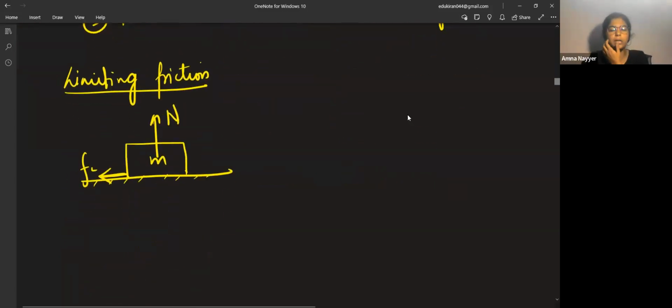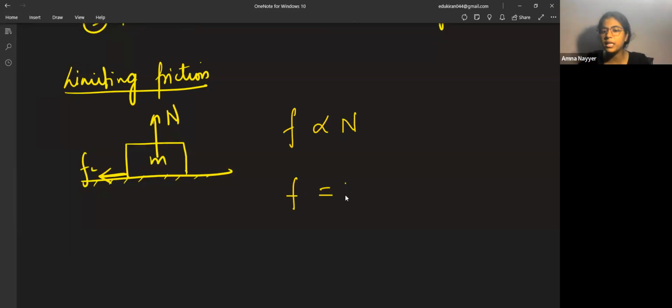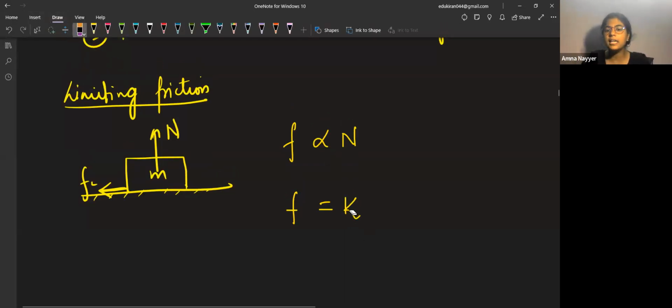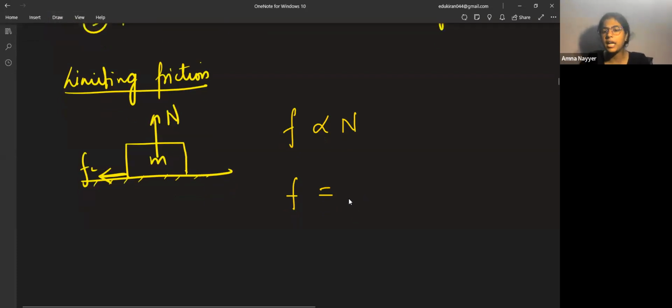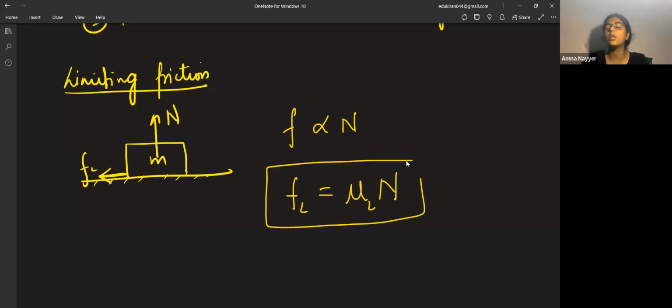See, suppose let's talk about limiting friction. Here you will see frictional force is directly proportional to the normal reaction. If something is proportional to something, you always put an equal to sign with a constant, right? So here the constant that comes is not a k but the letter mu. This is a Greek letter mu, written like u with a little more length. So F is equal to mu N. For limiting friction, we just put the subscript L so that we are able to differentiate all the frictions.